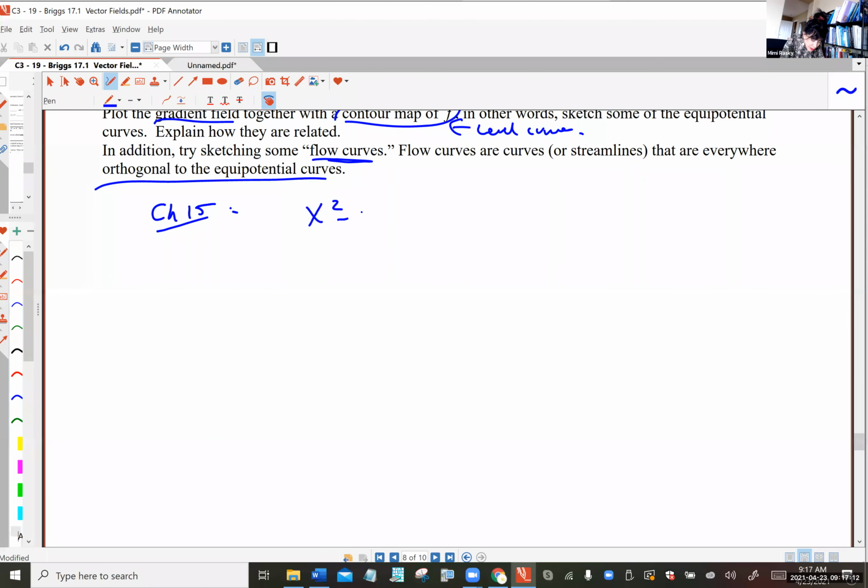When is x squared minus y equal to a constant? This is how you get level curves. This is a good review for the final. Why? Because the final is coming up in 4 weeks. Yeah, it's coming up in a month, people. Get ready.